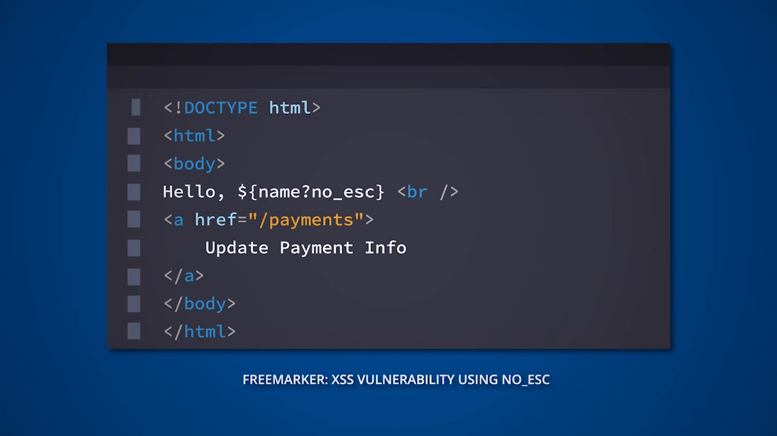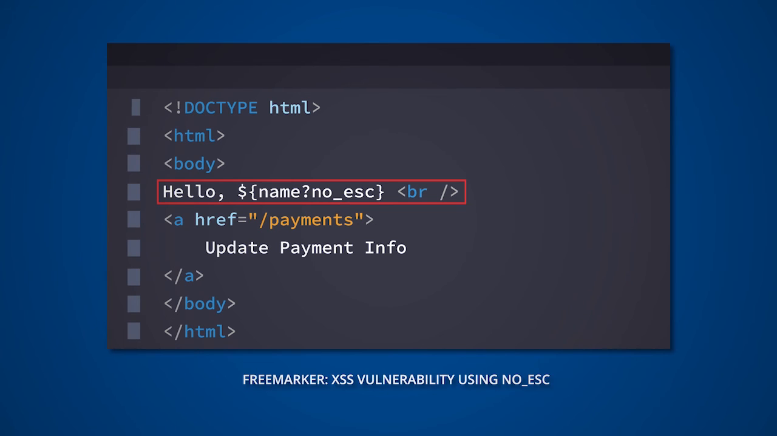FreeMarker is another popular templating engine that, if used incorrectly, can introduce a cross-site scripting vulnerability. Consider the following FreeMarker code snippet. Line number 4 of this snippet prints the value of the name variable as is, without escaping, thanks to the use of the no escape option. As a result, this too is vulnerable to XSS.